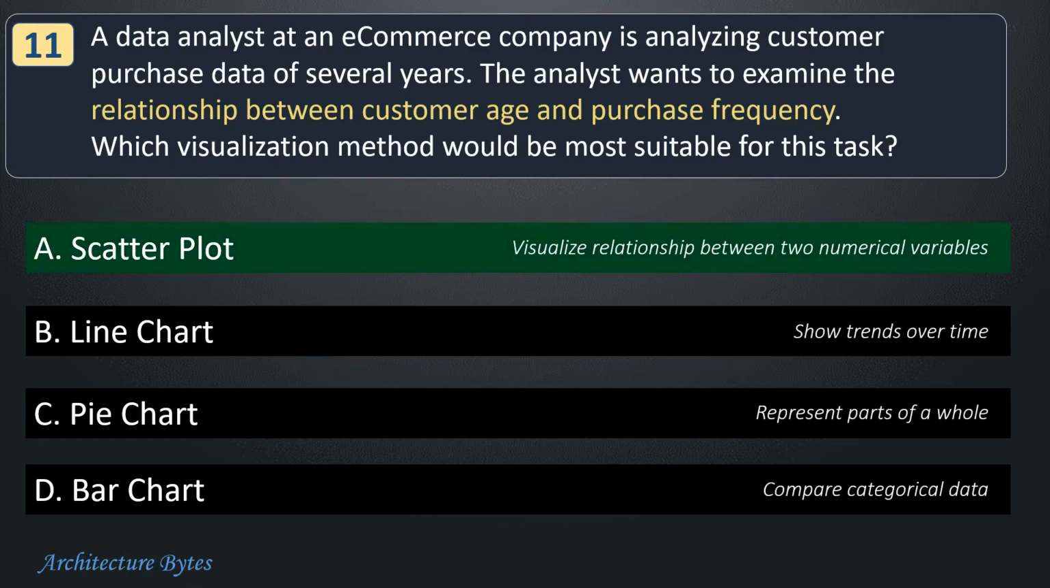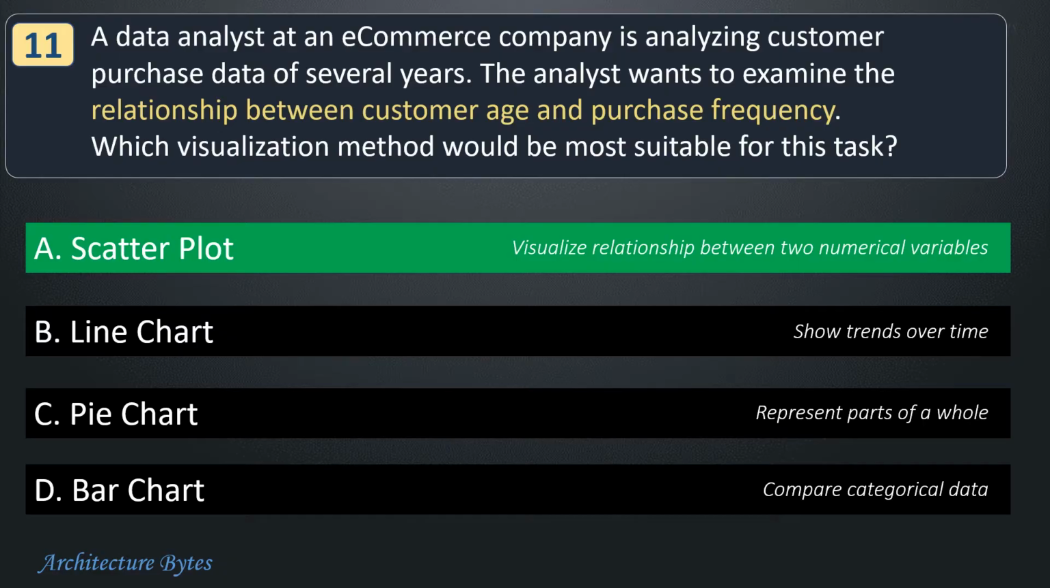Option A, scatter plot, is the right answer here. Scatter plots are used to visualize the relationship between two numerical variables, in this case customer age and purchase frequency. Line charts are typically used to show trends over time. Pie charts are used to represent parts of a whole, while bar charts are better suited for comparing categorical data.